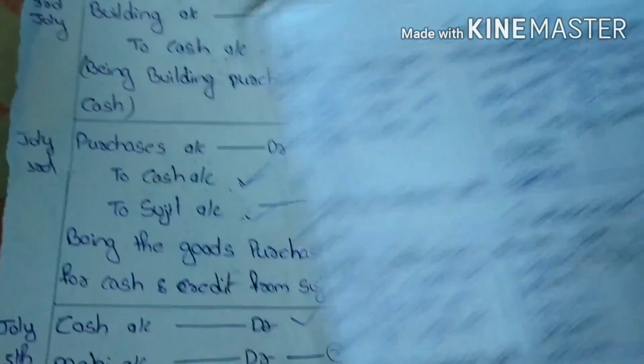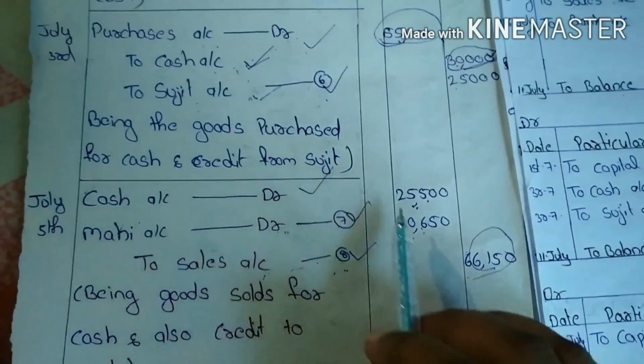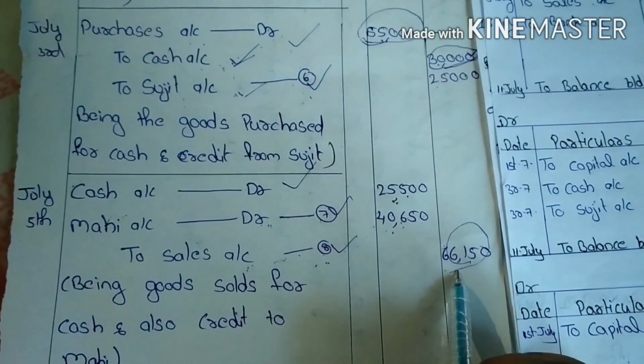Next one. See, next, on 5th July, cash account debit 25,000, Mahi account debit 40,000, to sales account 66,150.